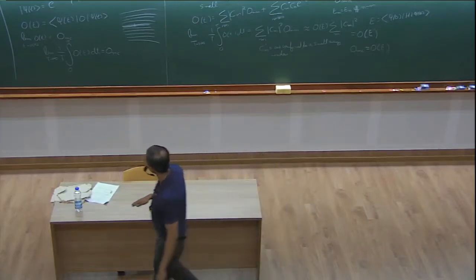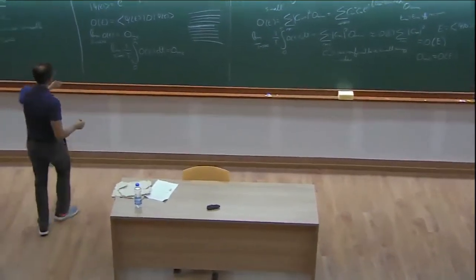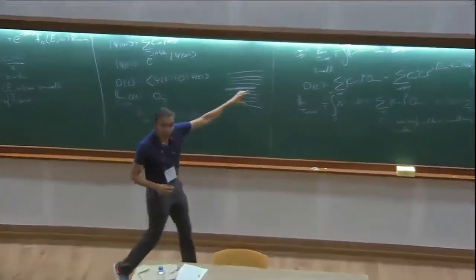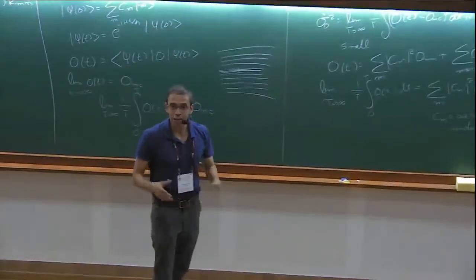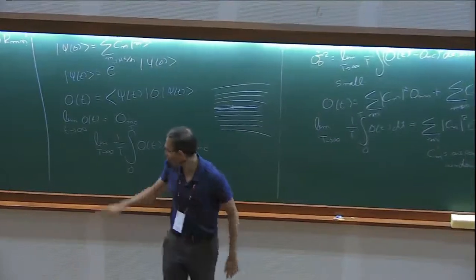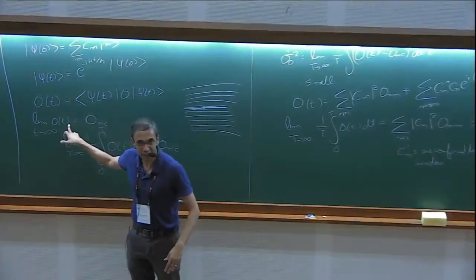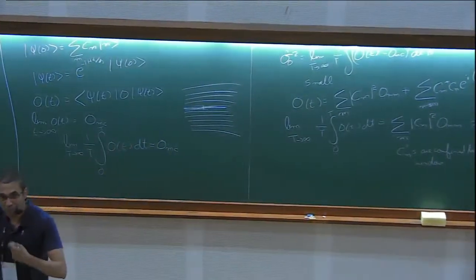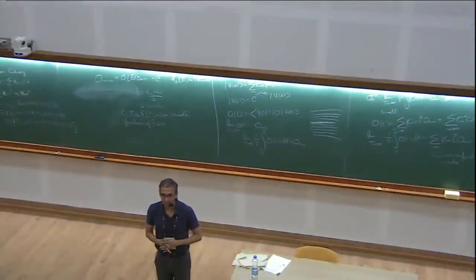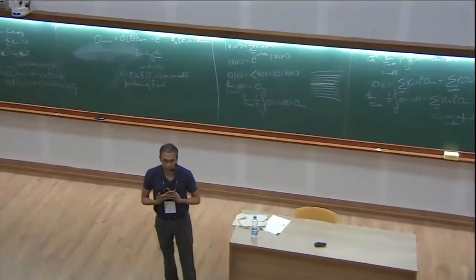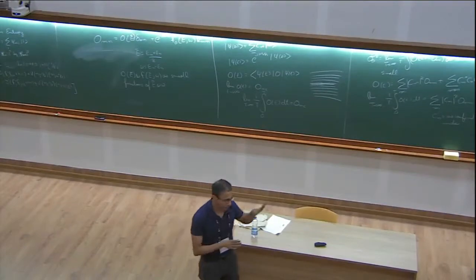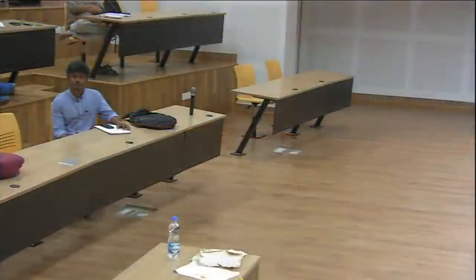But if you demand this to happen for arbitrary initial states which satisfy this condition, then it also has to happen for an energy eigenstate, right? But the energy eigenstate is not evolving. This is not doing anything, which means that the energy eigenstate to begin with, that state itself had to have been thermal. And that is sort of the essence of the eigenstate thermalization hypothesis. Now, as I said, this is a hypothesis. It needs to be tested.